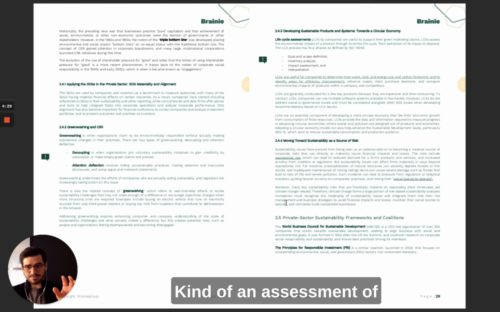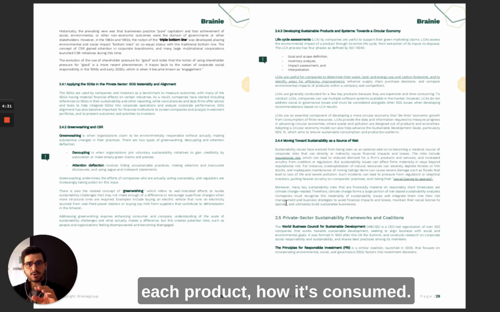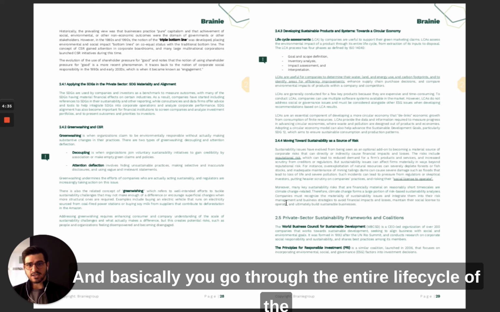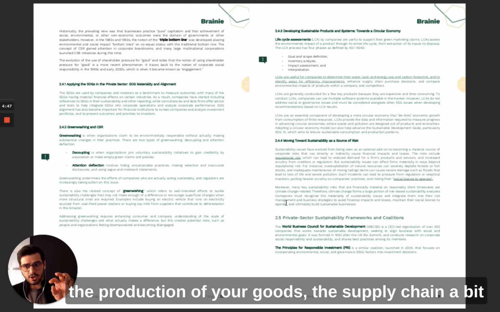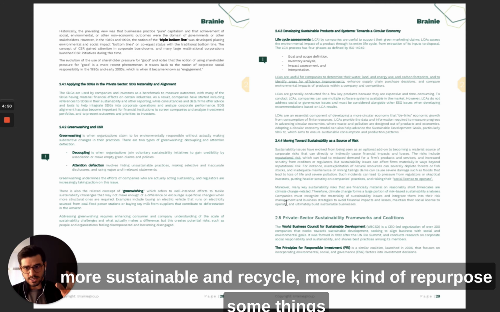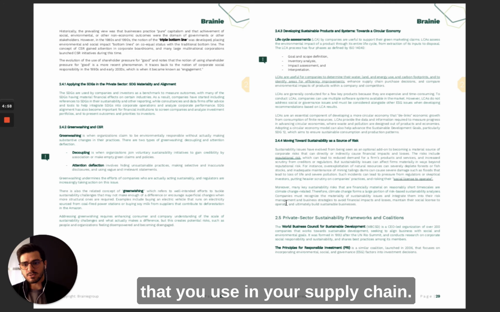With regards to corporations and natural ecosystems, decoupling, another interesting topic discussed in this chapter, are life cycle assessments and circular economy. An assessment of each product, how it's consumed. You go through the entire life cycle of the products that you produce with the focus on circular economy, which essentially means making the production of your goods, the supply chain, a bit more sustainable and recycle, repurpose some things that you use in your supply chain.